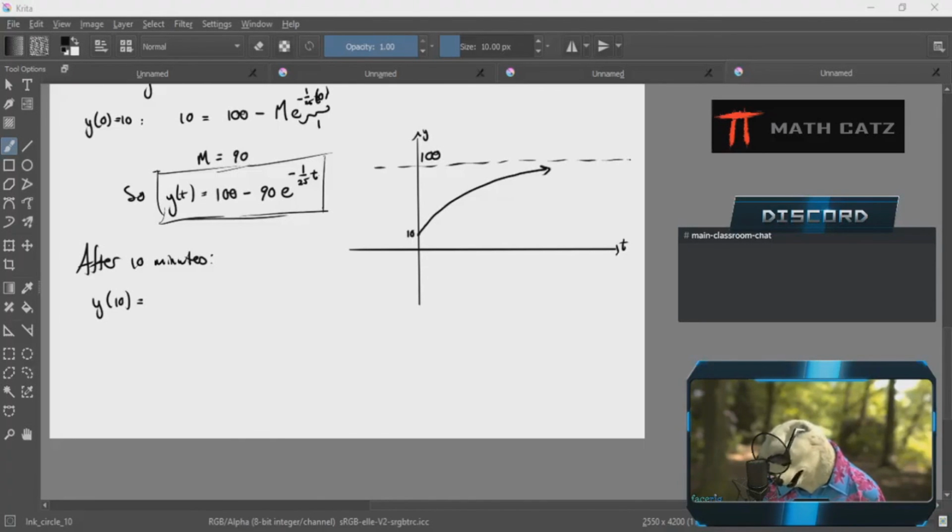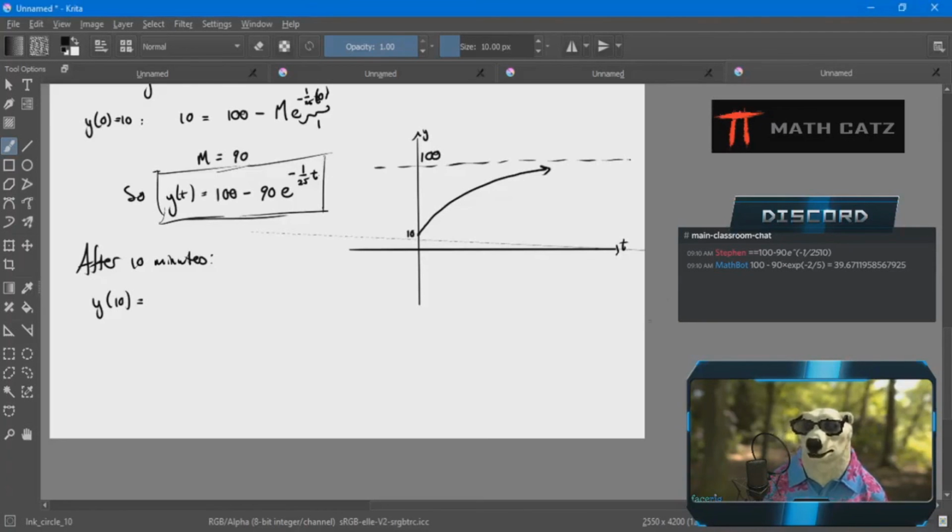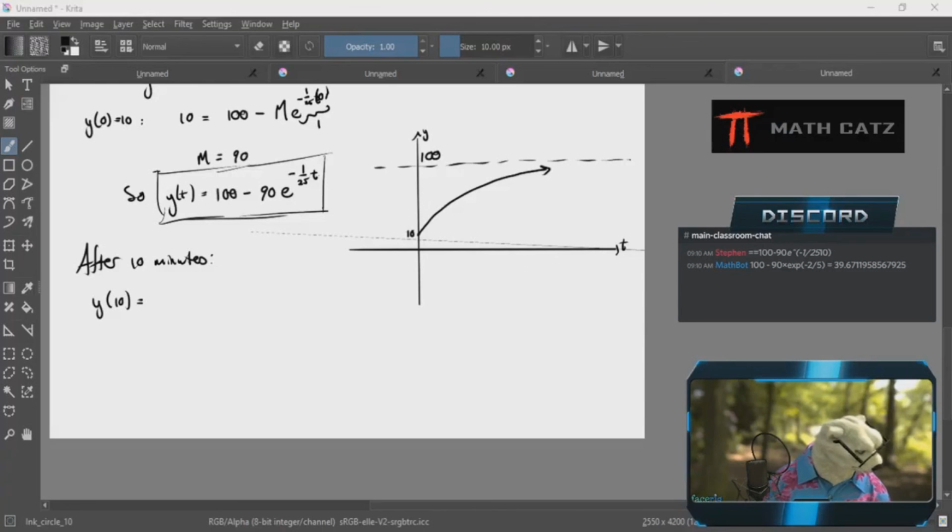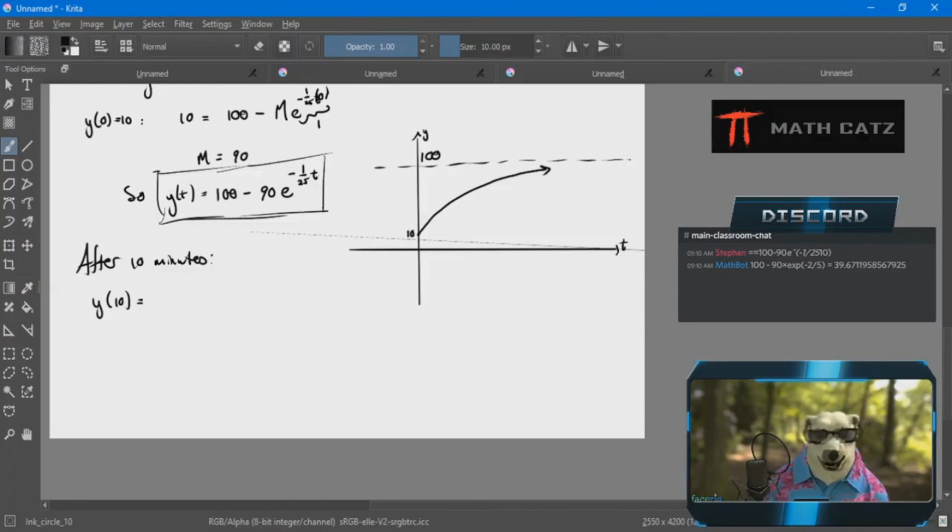Negative 1 divided by 25 times 10 minutes. Every time I do not go back into my bracket. Let me just fix my brackets here. That looks good. Can we actually see this in chat? We will in a second. 39.67.